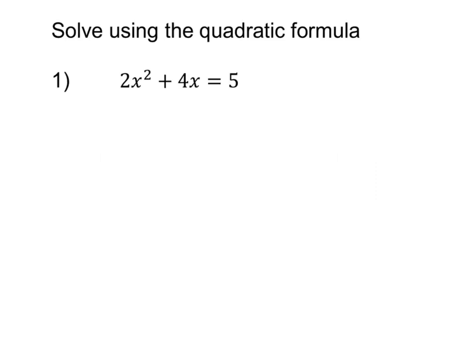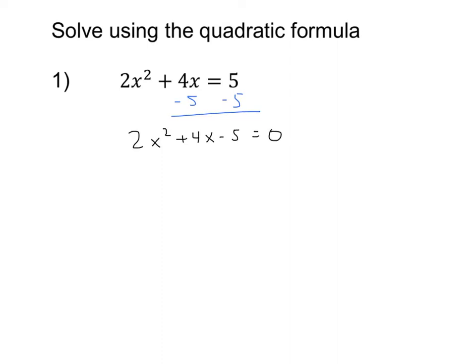Alright, so we're going to do two examples. First one we'll do together, second one you're going to do on your own. Alright, so we want to solve this quadratic equation using the quadratic formula. First, don't forget that we want to have 0 on one side of our equation before we use our quadratic formula. So first thing I'm going to do is subtract 5 from both sides. And then I get 2x squared plus 4x minus 5 is equal to 0.